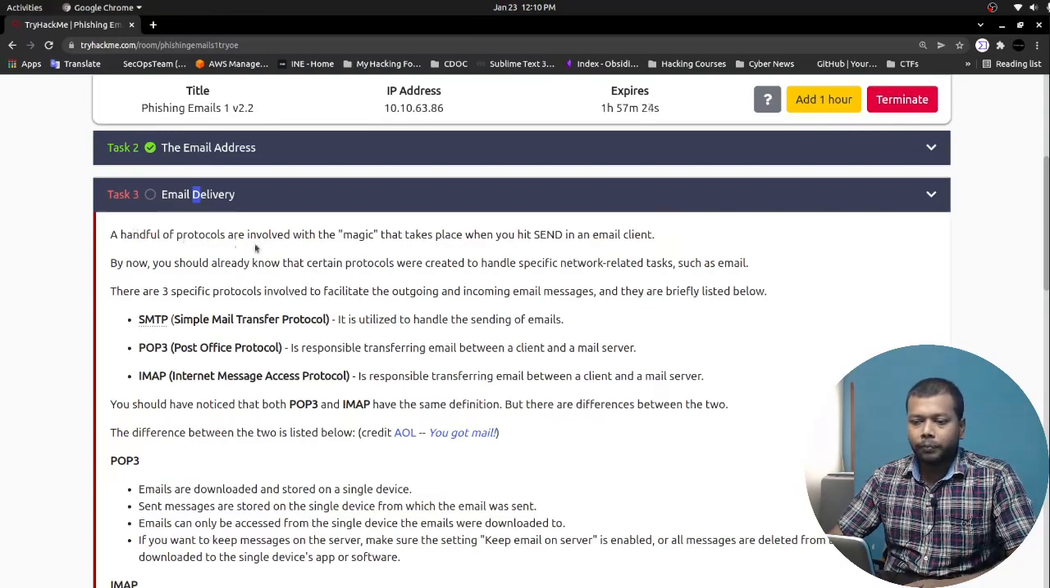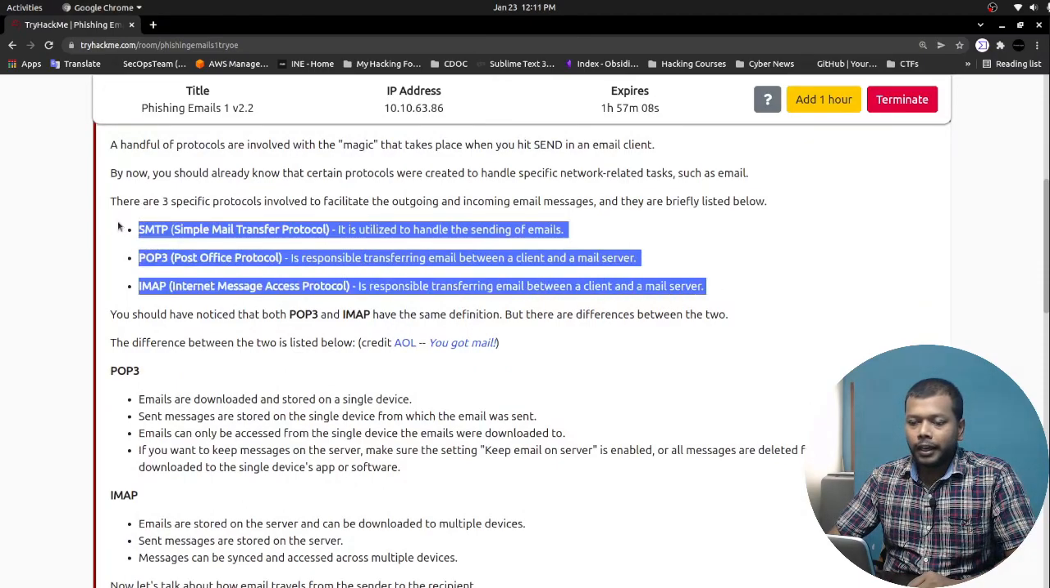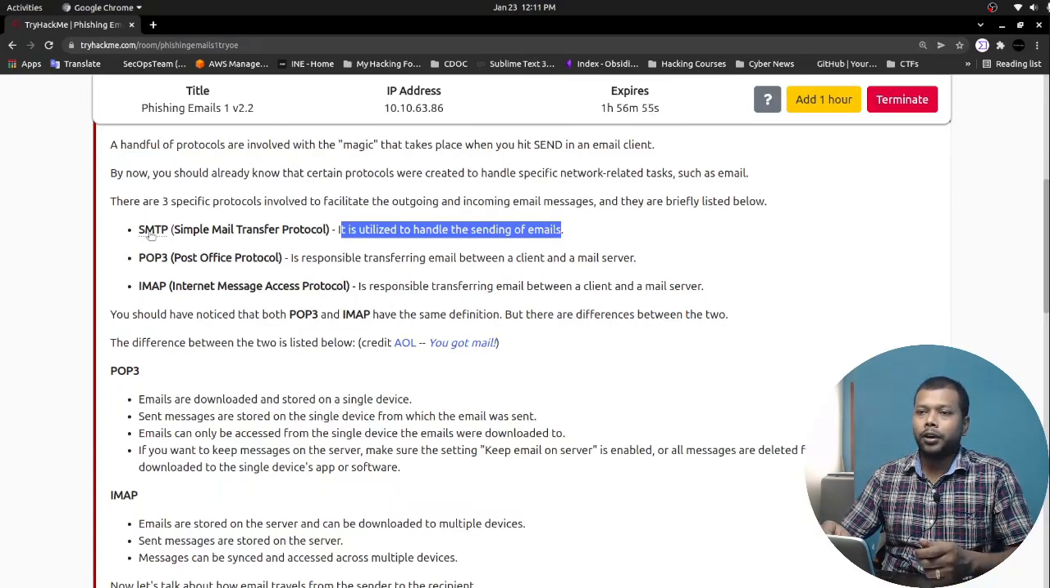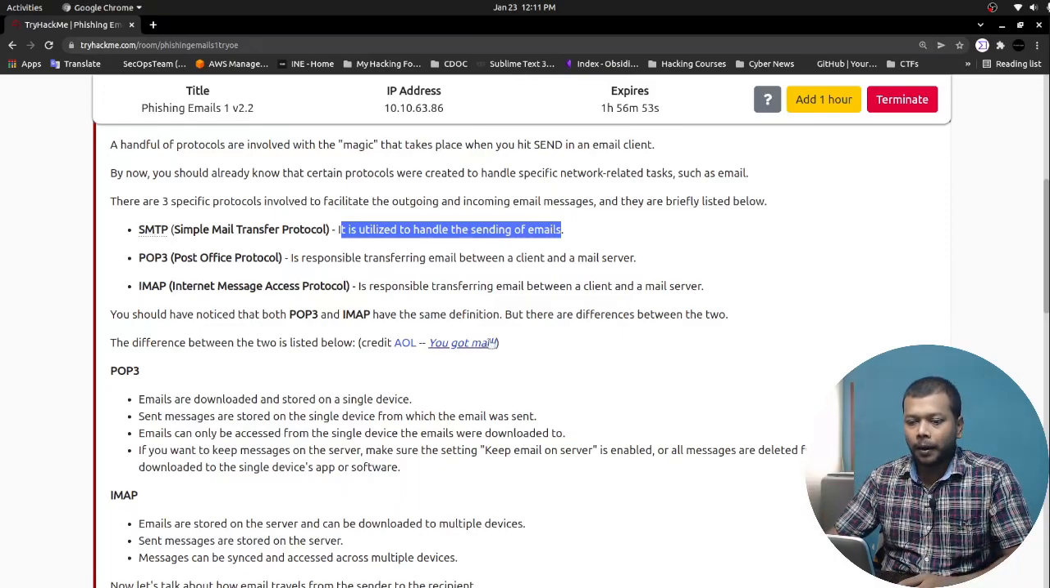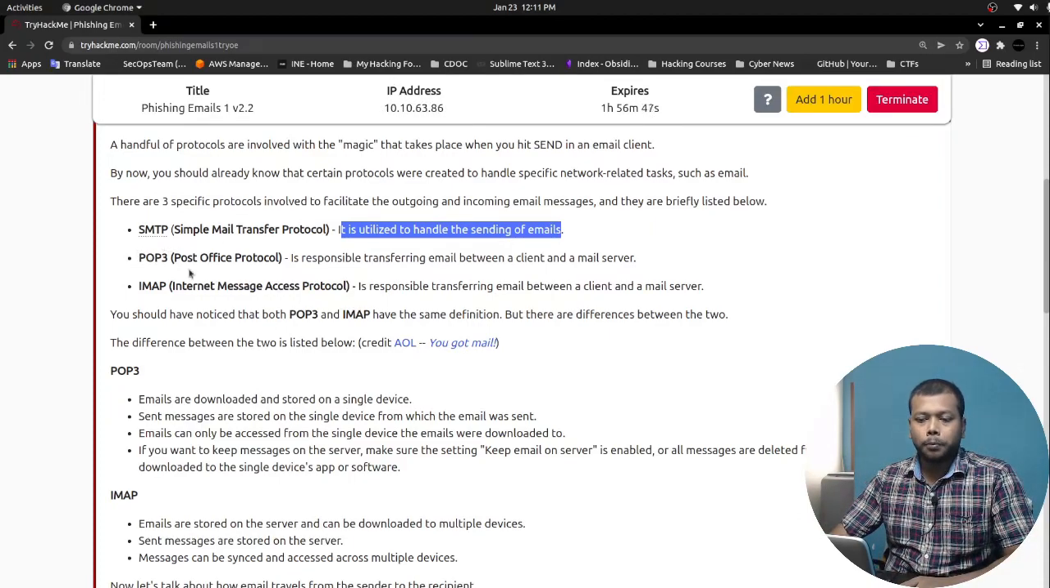A handful of protocols are involved in the magic that takes place when you hit send in the email client. By now, you should already know that certain protocols were created to handle specific network related tasks such as email. So these are the protocols involved in email distribution. There are 3 protocols: SMTP, the primary one, Simple Mail Transfer Protocol. It is utilized to handle the sending of emails. This is the protocol responsible for the distribution and sending of emails. And the second protocol is POP3, Post Office Protocol.